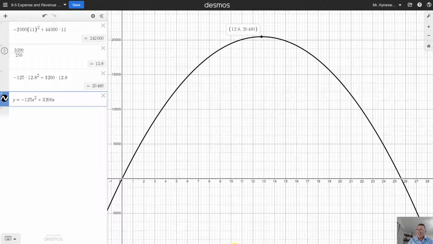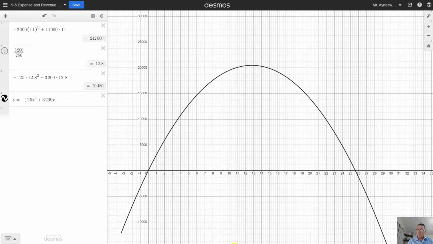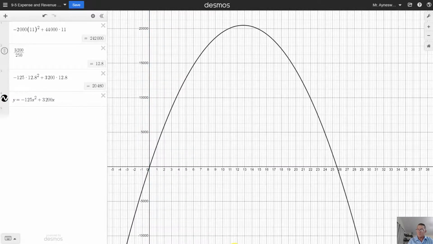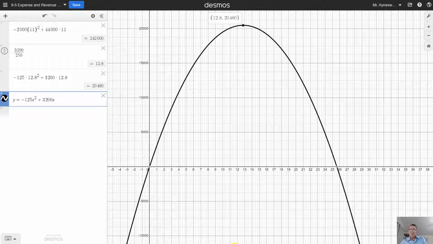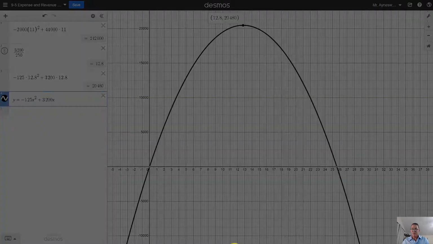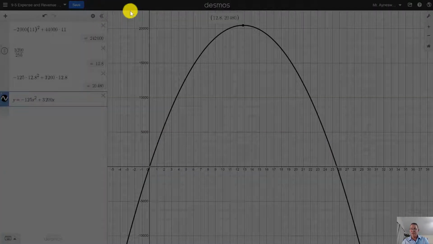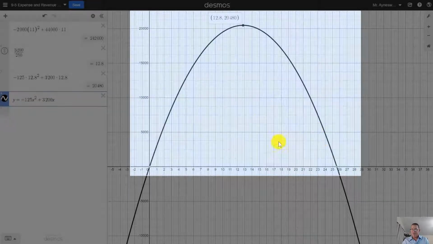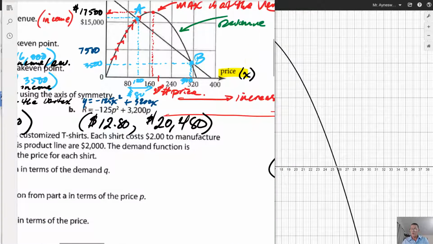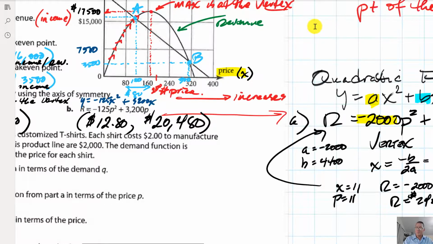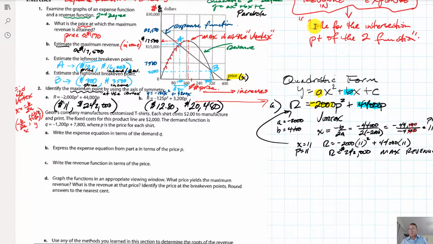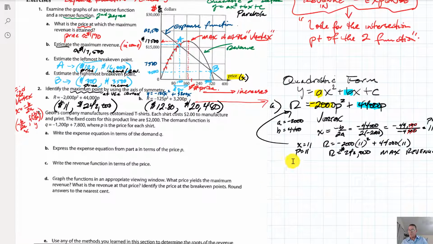All right, so what's cool about this is that Desmos can verify your algebraic work. And we came up with a price of $12.80 and a max revenue of $20,480. And sure enough, Desmos agrees. All right, so when you do this with Desmos here, just go ahead and enter the function. And then it can verify your algebraic work. So I'm just going to bring that in just to verify. Okay, so let me import this in just for funsies right here. So we got our function.